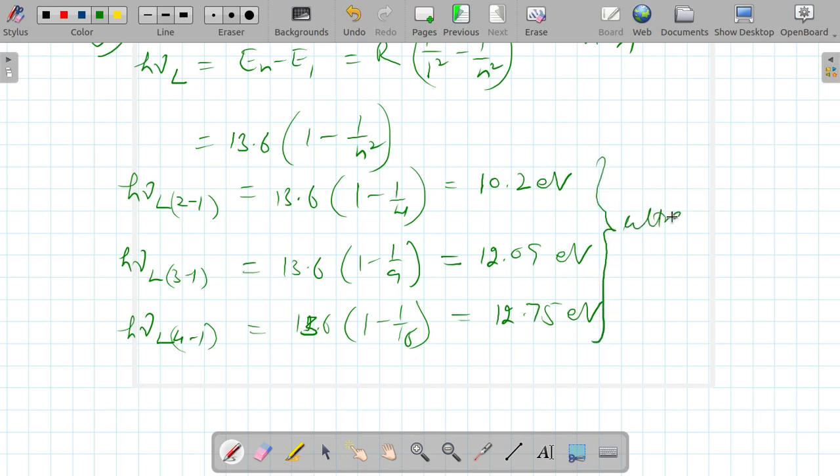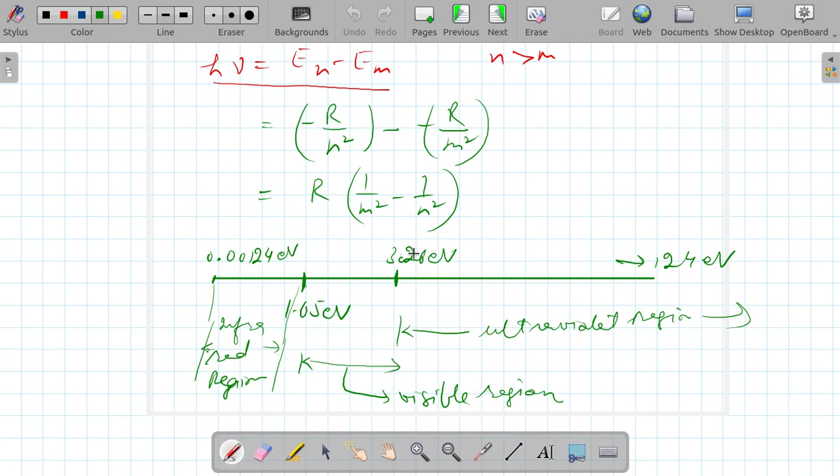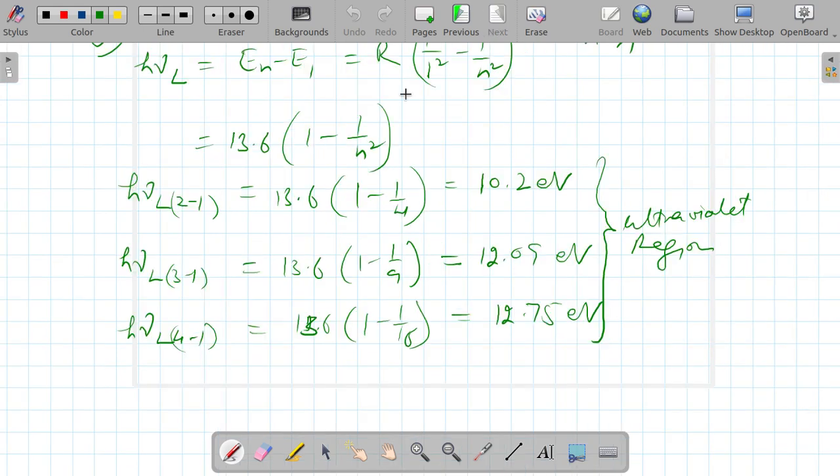So it is the ultraviolet region, because all are lying in the ultraviolet region, as is clear from this spectrum. Right? So from 3.26 to 124 electron volt, this whole region lies in the ultraviolet region. So that means the spectral lines which are observed in the Lyman series are all lying in the ultraviolet region. Then after the Lyman series, let me talk about the Balmer series.